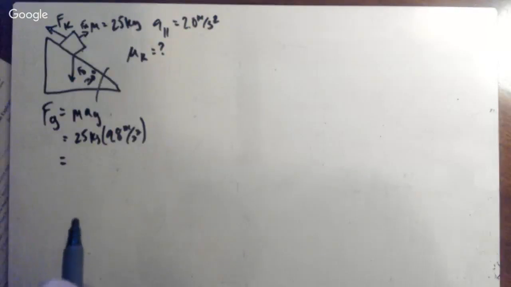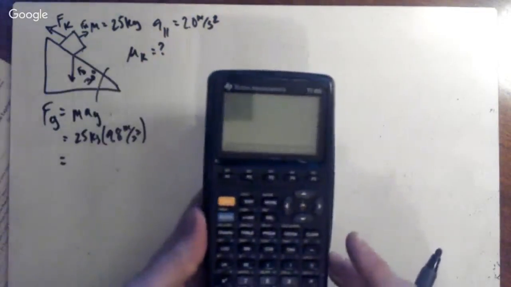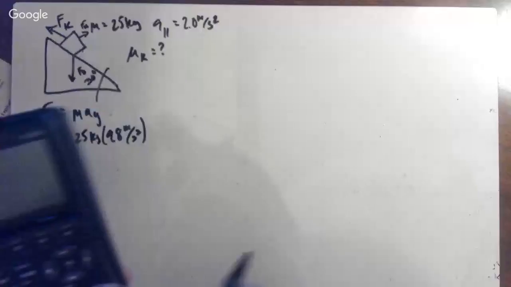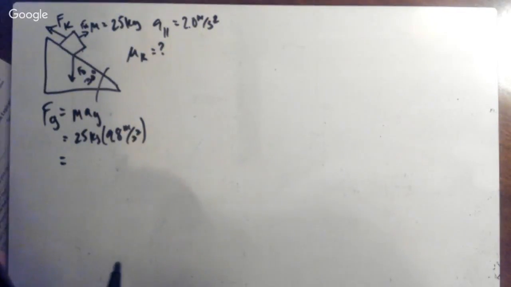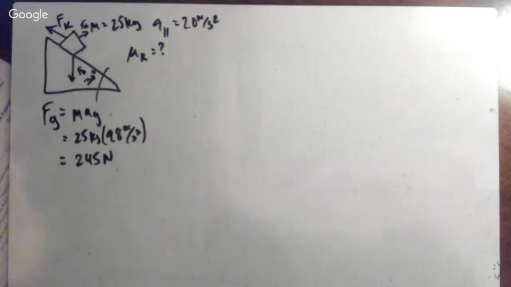Okay, so what's your question, Adam? Okay, what's the first thing we do when we start using this thing? That's right. Check and make sure that it is in degree mode. So 25 times 9.8 equals 245 newtons of gravitational force working on this guy right here.